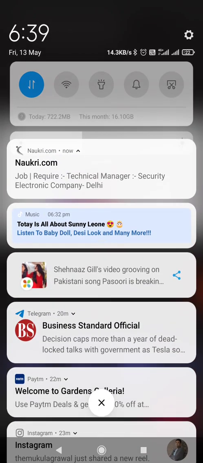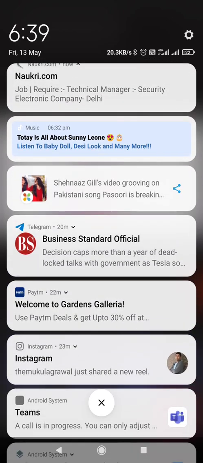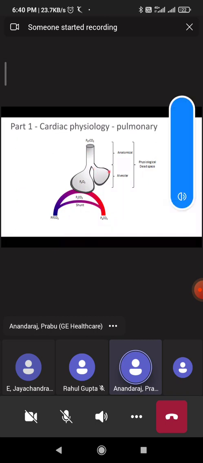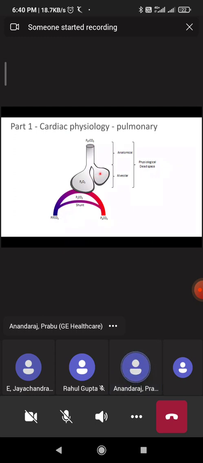We want to find auto PEEP and minimize it, because when there is an auto PEEP, that extra pressure will be impacting the blood supply to that part. As a result, we will be increasing the dead space. So auto PEEP is directly related to the dead space. More auto PEEP means more dead space. So that's why we are trying to see the auto PEEP.